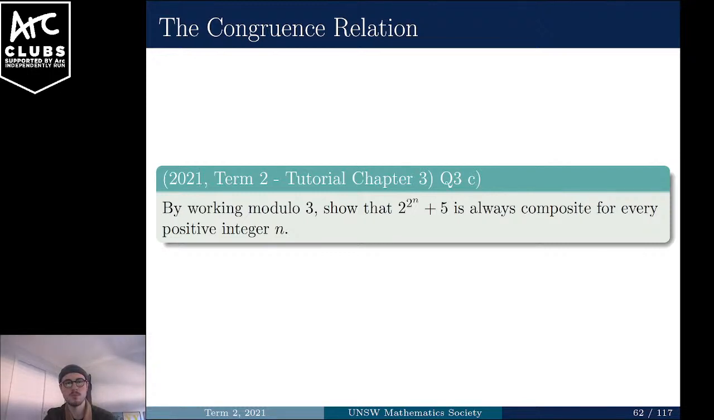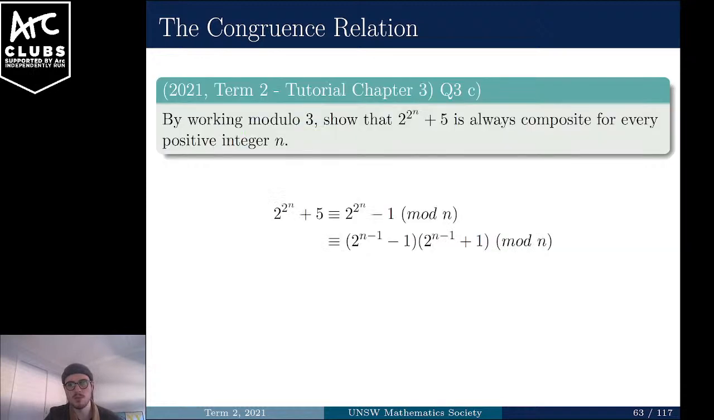Cool. All right, let's do a question. By working modulo 3, show that 2 to the power of 2 to the power of n, plus 5, is always composite for every positive integer n. Here 2 to the power of n is its own number. Now you might look at this and go, how the heck am I supposed to do this? I don't understand, but it's not too bad. There's a little trick we're going to use. So we start modulo 3.